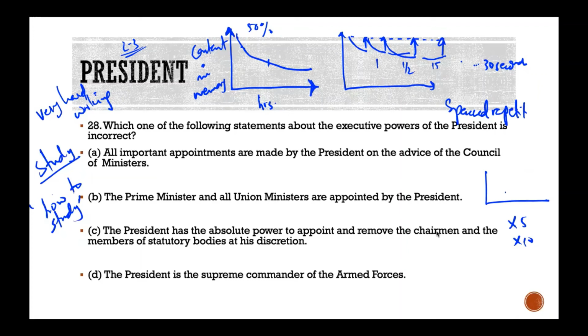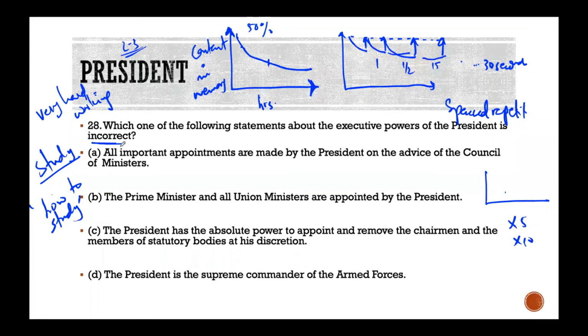Sorry, which one of the following statements of the executive powers of the President is incorrect? Okay, just notice this, it is about what is incorrect. All important appointments are made by the President on the advice of the Council of Ministers. The Prime Minister, that is option B, and all Union Ministers are appointed by the President. The President has absolute power to appoint and remove the chairman and members of the statutory bodies at his or her discretion. The President is the supreme commander of the armed forces.